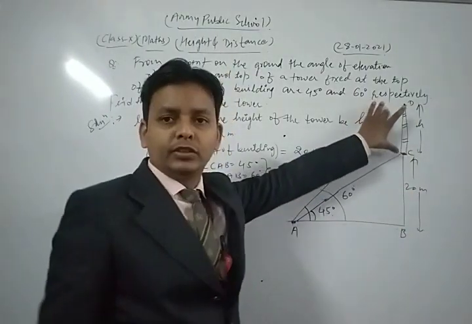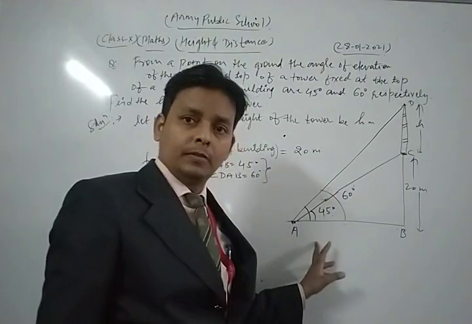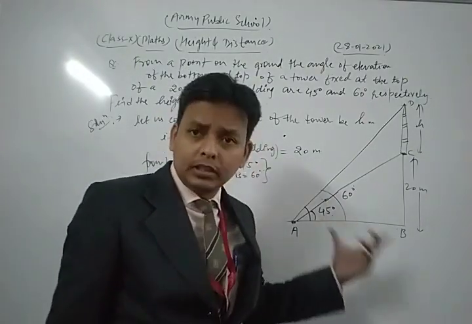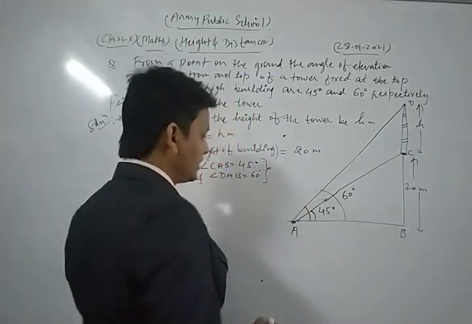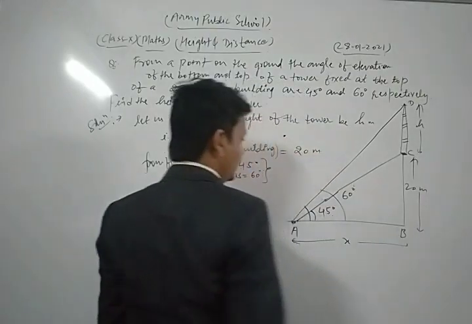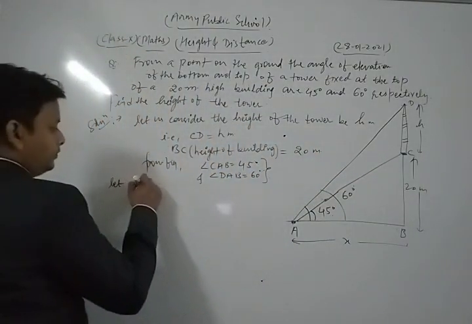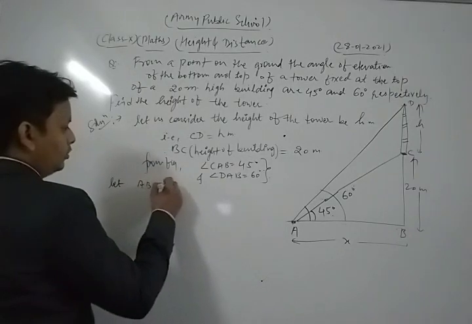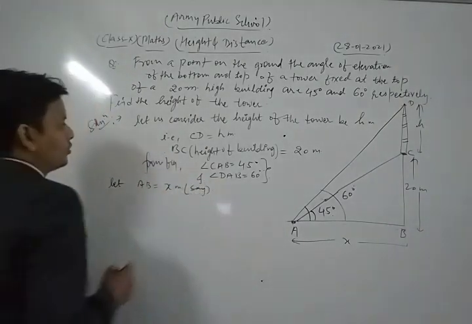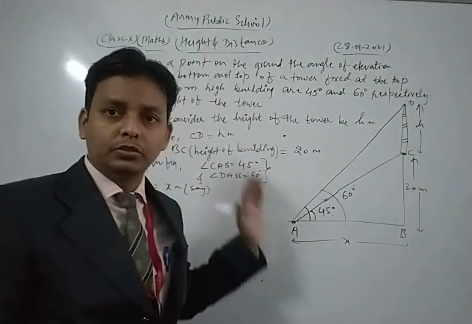Now we find the height of the tower. For that, first of all, we take the base on the horizontal surface of the earth. So let AB be equal to x meter. So this is the full information of the figure according to our question.